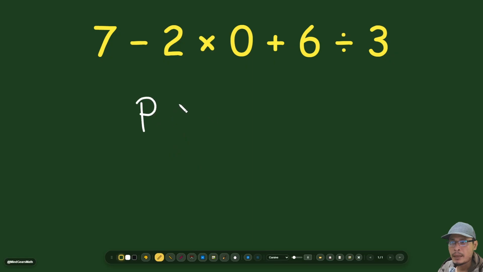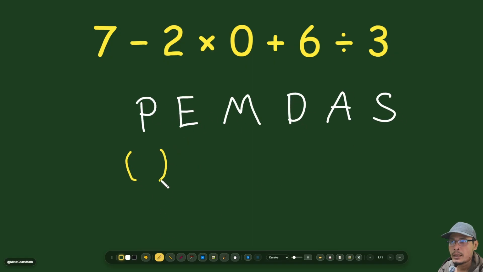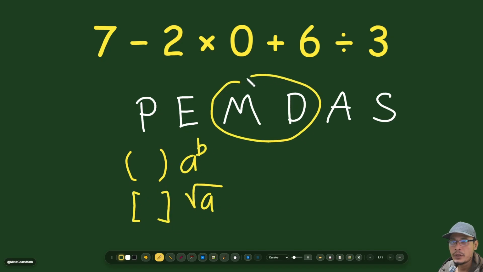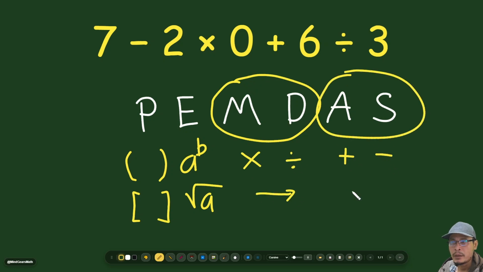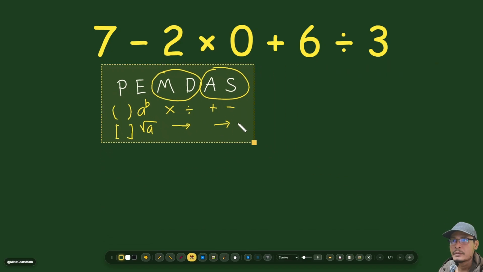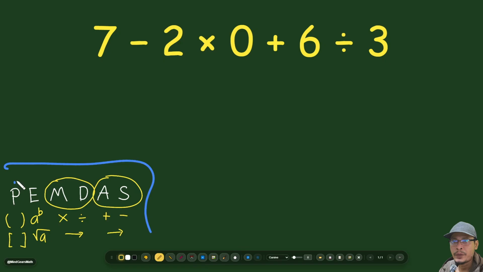We use PEMDAS. P, parentheses. E, exponents. M and D, equal rank, multiplication and division, left to right, and addition and subtraction, equal rank, left to right. On the board, there are no parentheses, no exponents. We skip those, so multiplication and division go first. They are stronger than plus and minus.